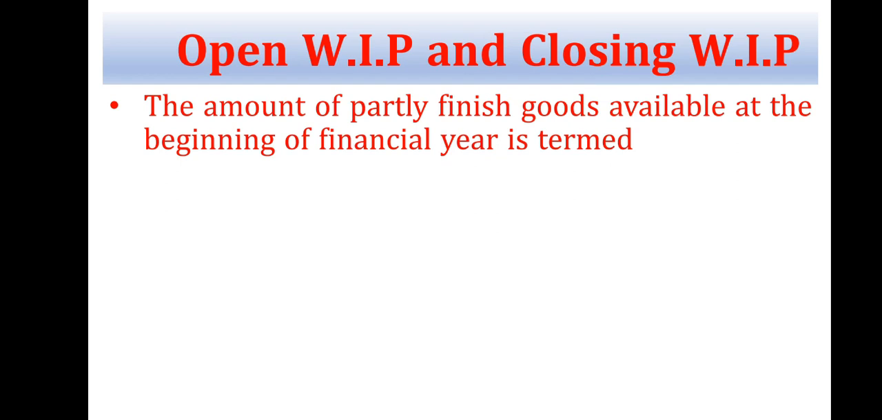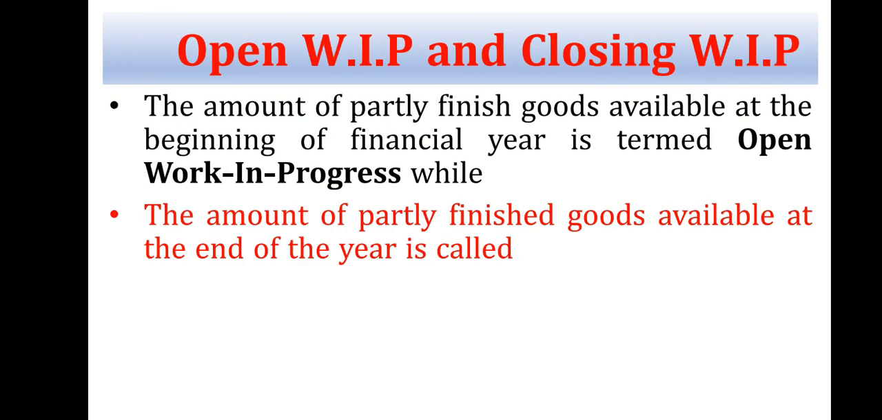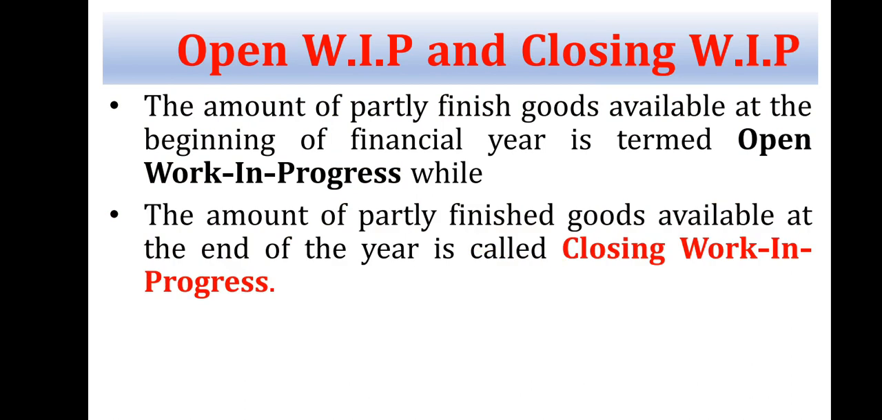The business wants to start operation for the year. So the number of semi-finished goods that are in the store, those ones will be regarded as opening work in progress. Now, closing work in progress is the amount of partly finished goods available at the end of the year. 31st of December, let's take for example, the company wants to close operation for the year. The amount of semi-finished goods that are available at that time is what we regard as closing work in progress.